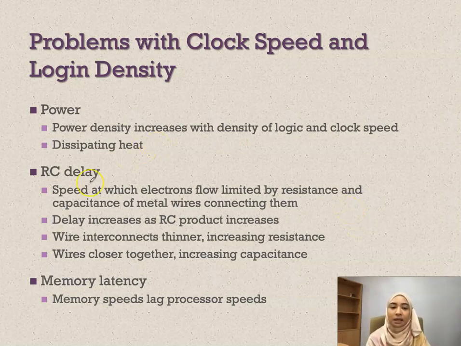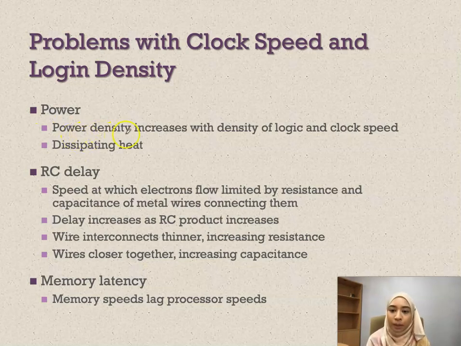And what about the RC delay? The speed at which electrons flow is limited by the resistance and capacitance of the metal wires connecting them. This is a basic RC circuit. You've seen this on YouTube. So sometimes your electronics are not as fast as your processor. Weird, right? But this is the reality of things. The delay increases as the RC product increases. Wire interconnects get thinner, increasing resistance. Wires get closer together, increasing capacitance. So these are things that the circuit designer has to think about.